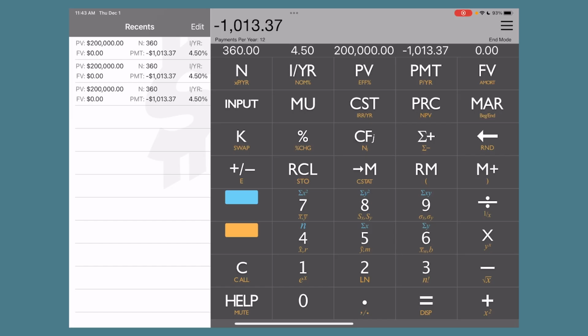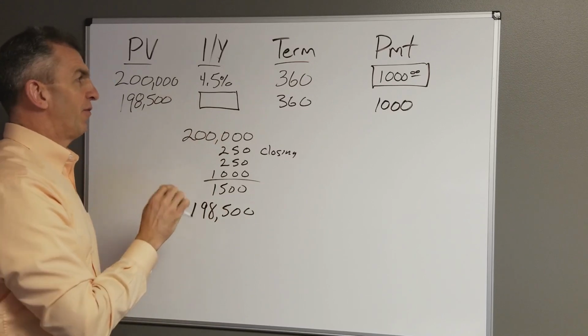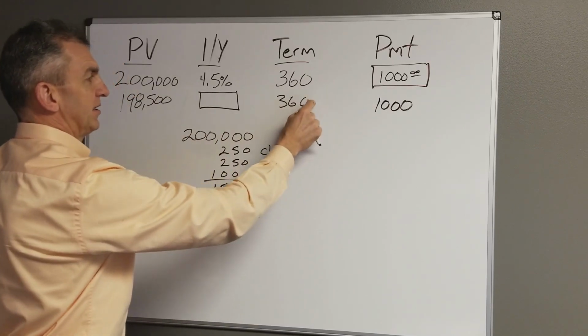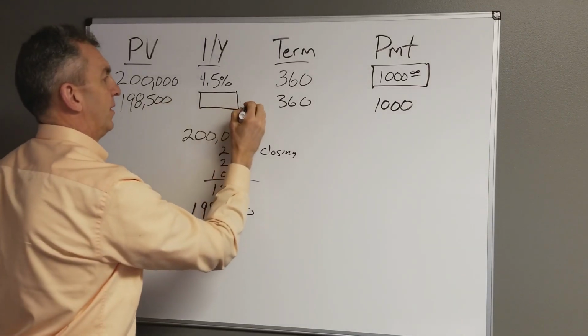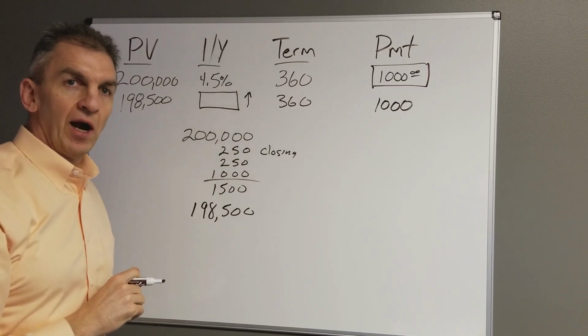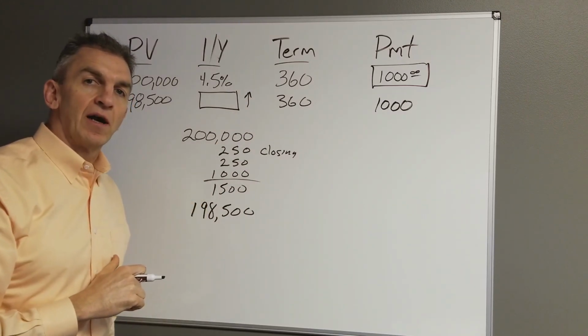All right, let's do the next calculation where we've got the APR. We're going to change that number to $198,500. Put that into PV, and what are we solving for on this one? Payment stays constant, N stays constant. We're going to solve for the interest per year. And there it is, slightly higher. But I'll guarantee you one thing: if this stays constant, and this goes down, what's going to happen to this? It's going to go up, and that's going to increase our APR. So there's your basic APR calculation.